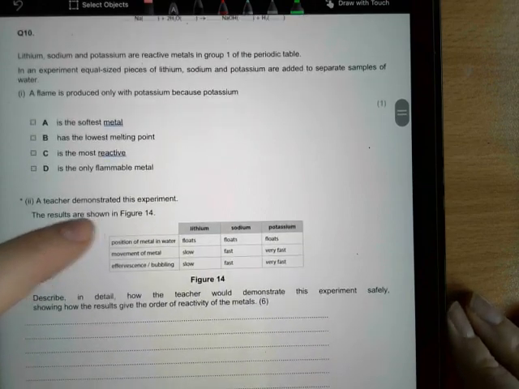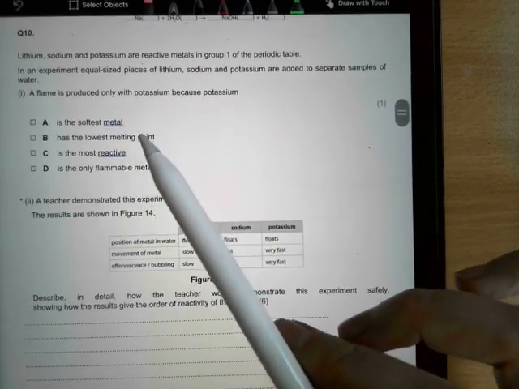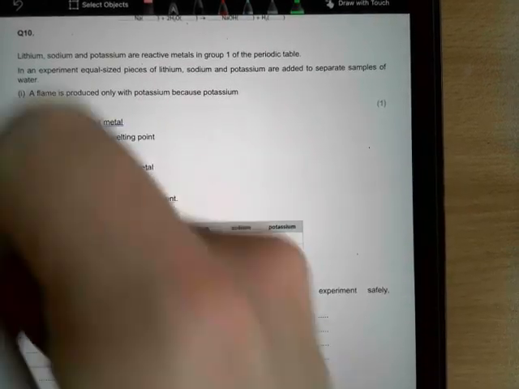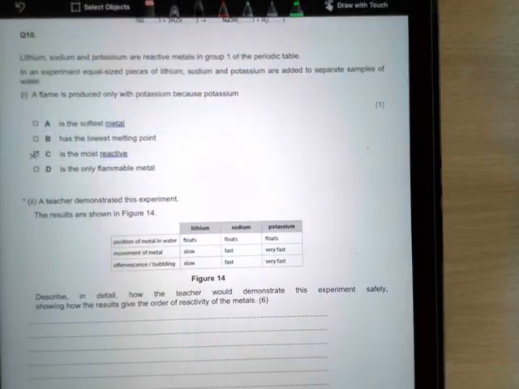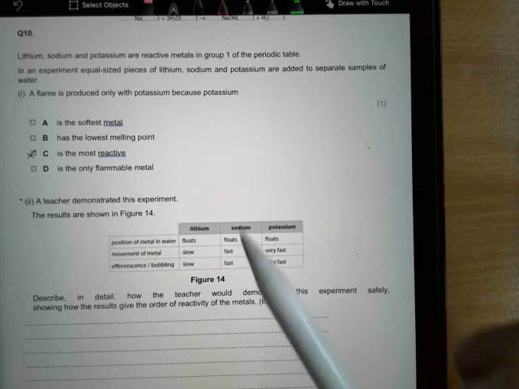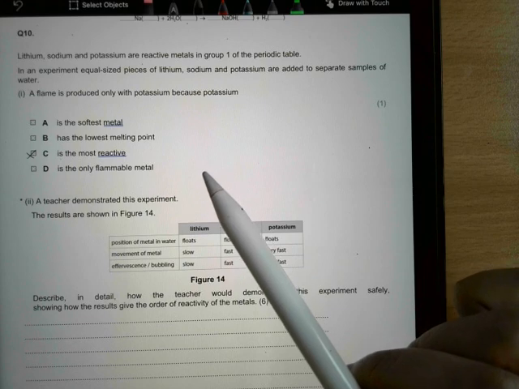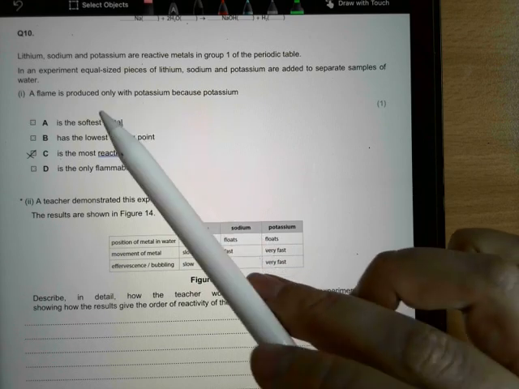Just in question 10, I want to point this one out. You only get a flame of potassium because potassium is the most reactive. So going down group 1, the elements are getting more and more reactive. And when you react potassium with water, there's so much heat given out from that reaction that potassium catches fire and it burns with a purple flame.